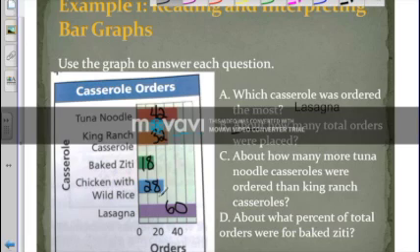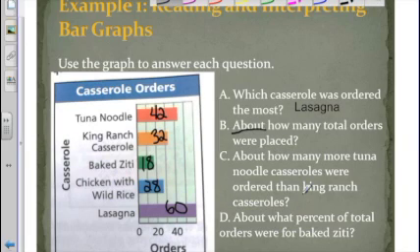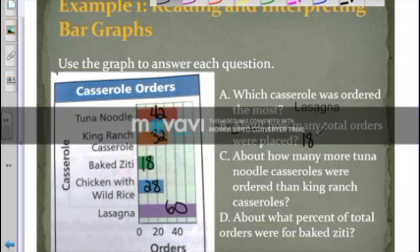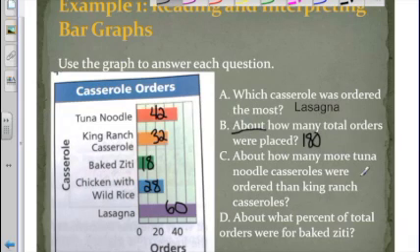To find the total orders, we're going to add up all of these numbers together. We're going to do 42 plus 32 plus 18 plus 28 plus 60, and the answer we get is 180. It's not a bad idea to leave those numbers up, so we can answer a couple more questions. Question C, about how many more tuna noodle casseroles were ordered than King Ranch? So I look at tuna noodle, we have 42. King Ranch is 32, so I subtract them, and it's about 10.